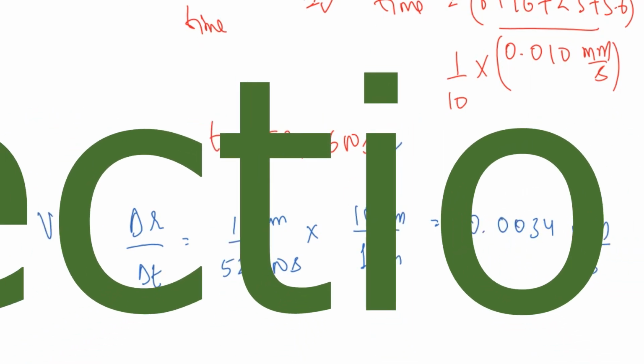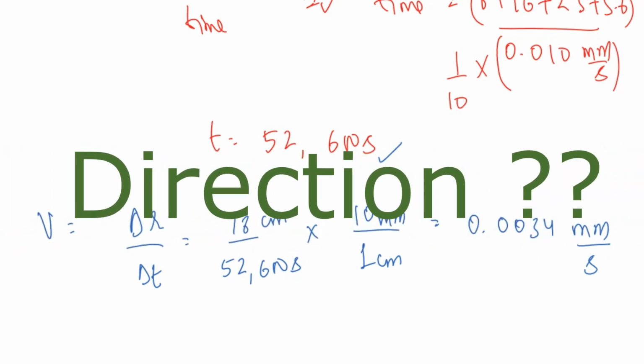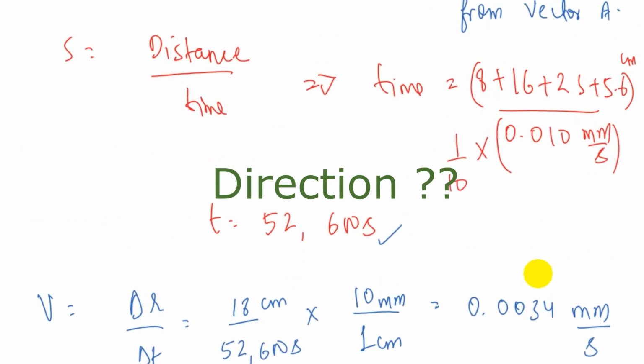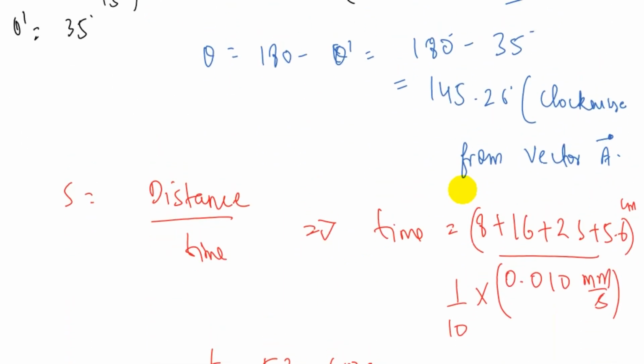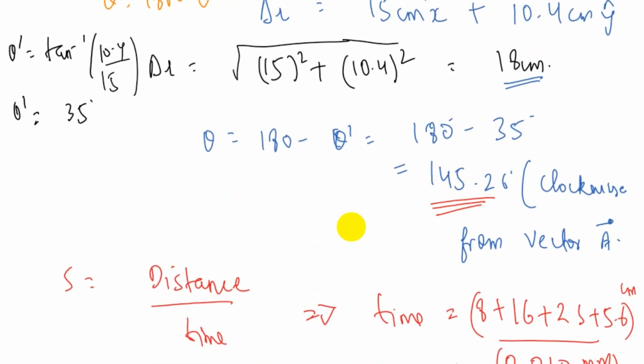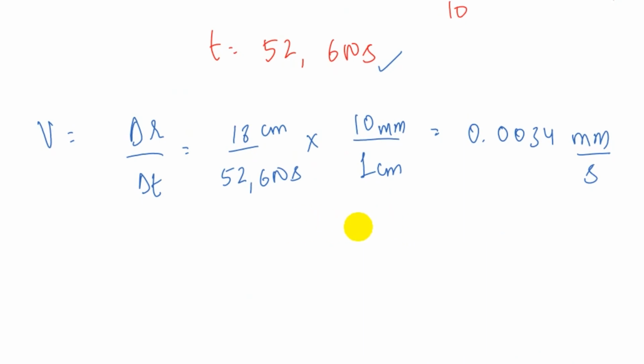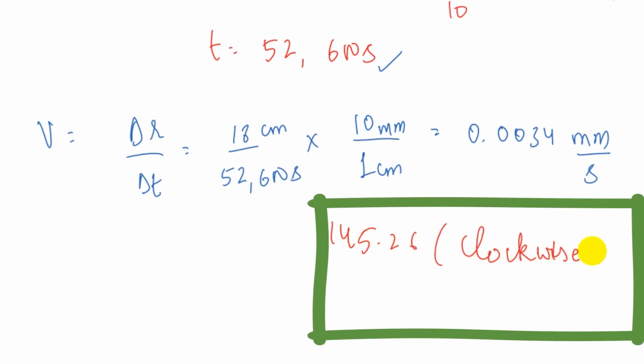And what would be its direction? Think, pause the video and you can think. Now the direction would be the same as that of delta r, and the direction we calculated earlier was the direction for delta r. So the direction for the velocity vector will be 145.26 degrees, and this is clockwise from vector A.